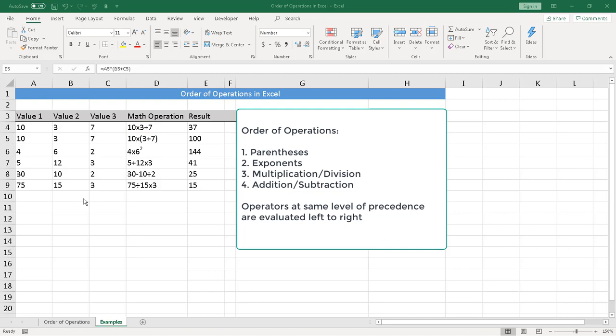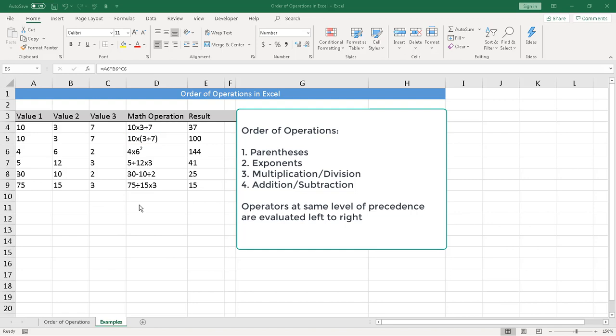The second math operation, 10 times (3 plus 7), contains multiplication and addition operators, as well as parentheses. Parentheses has the highest order of precedence, so the expression 3 plus 7 within the parentheses is calculated first, resulting in 10, which is then multiplied by 10, which equals 100. Please note how the result is different from the first math operation, since the addition expression in the parentheses is resolved first, then multiplied by 10.